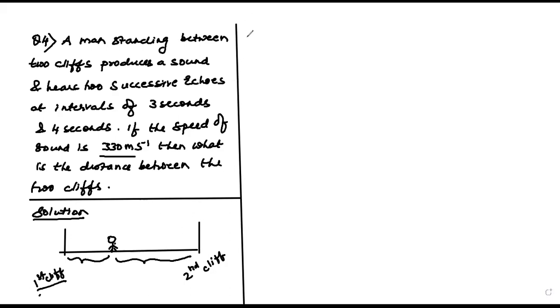So what I'll do is, see, I want the distance, okay? So see here, we are writing the solution. Speed of sound is equal to 330 meter per second. Okay, now I know the formula for speed of sound. Speed of sound formula is speed is distance upon time. So I'll say distance from first cliff.